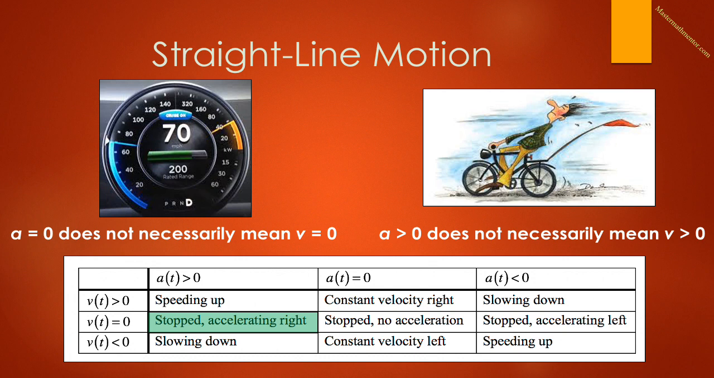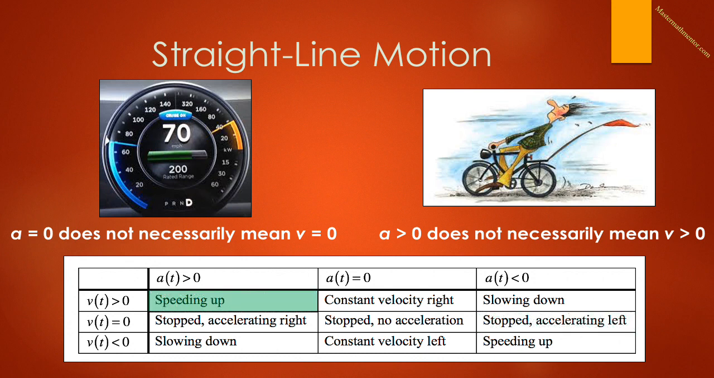Next, v equals 0 and a is greater than 0. V equals 0 means we're stopped, but we are accelerating to the right, which means that within a second or two, we expect to be moving to the right. If v equals 0 and a is less than 0, it means we're stopped, but accelerating to the left. So within a second or two, we expect to be moving to the left.